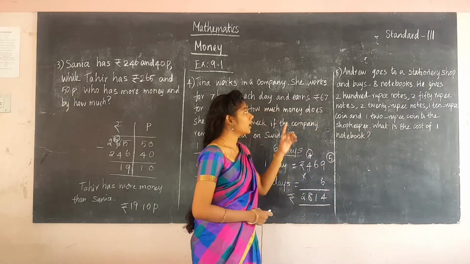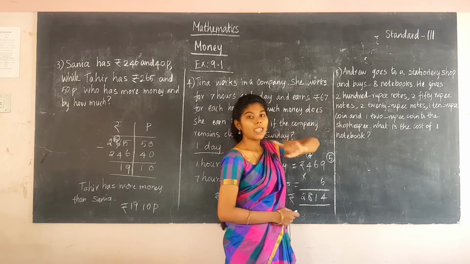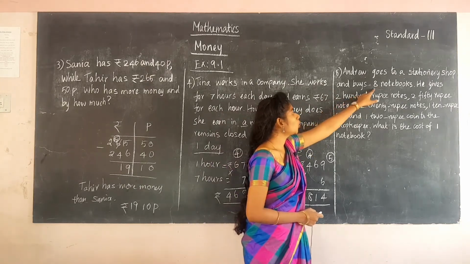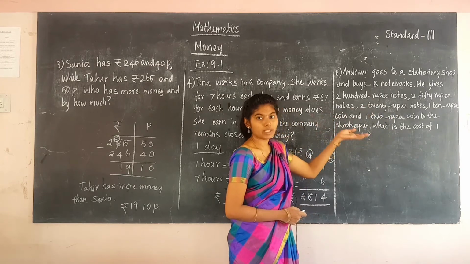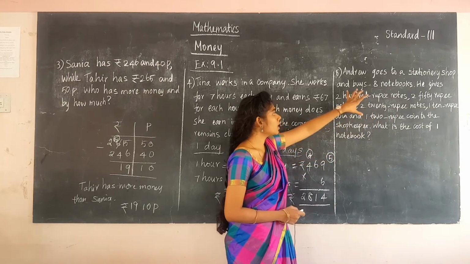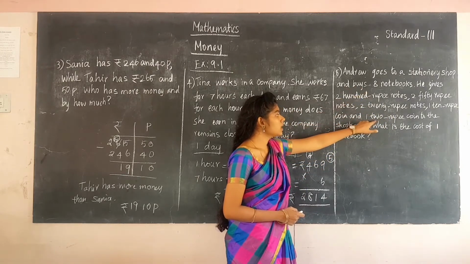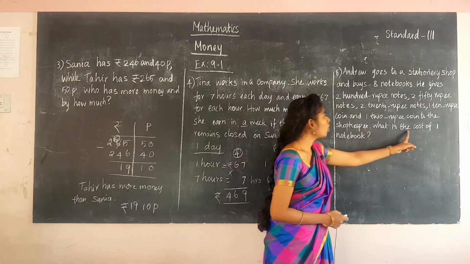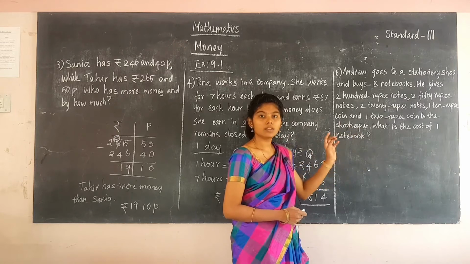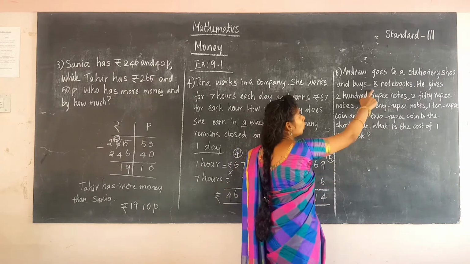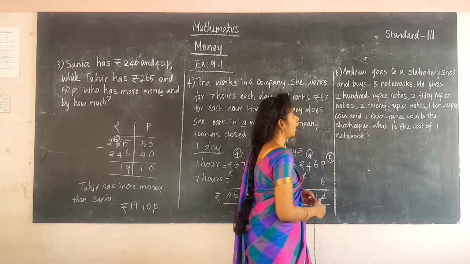So here Andrew is buying 8 notebooks. For 8 notebooks he is paying this much amount, that is how much notes he is giving. First we have to add all the numbers and then we are going to find the cost of one notebook. For 8 notebooks we are going to find how much he is paying first.